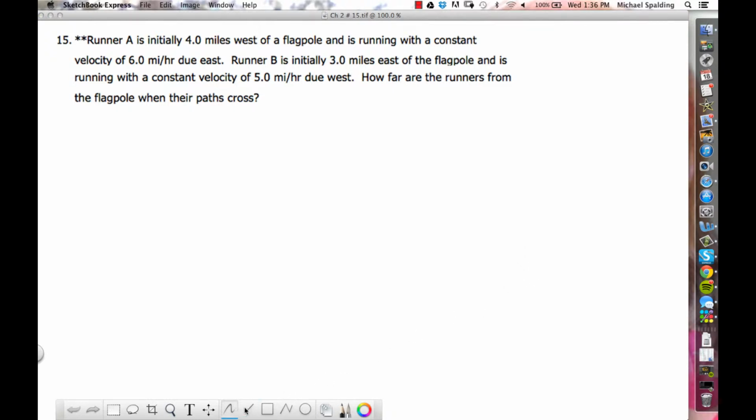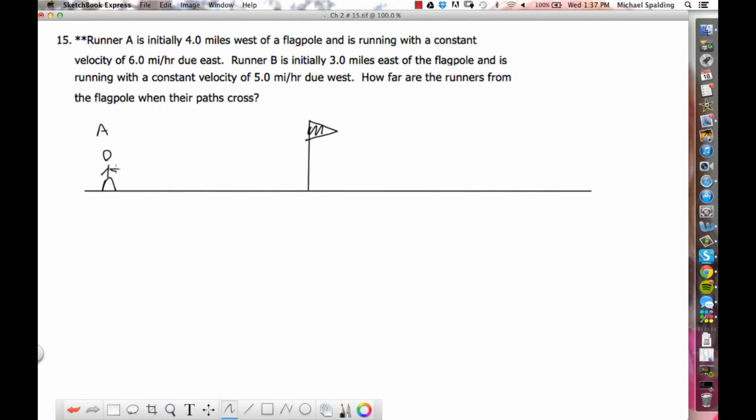All right, so start here with the diagram. Now we got this flagpole that's here. We'll draw a flagpole. And then runner A starts 4 miles from the flagpole. Here's runner A moving with a velocity of 6 miles per hour. So then the distance here is 4 miles.